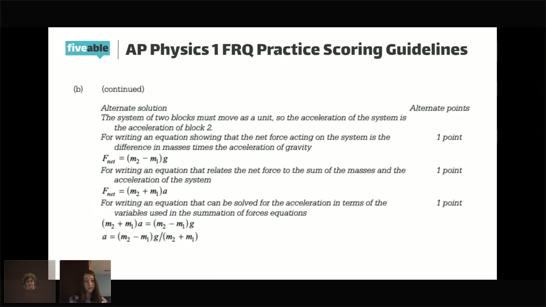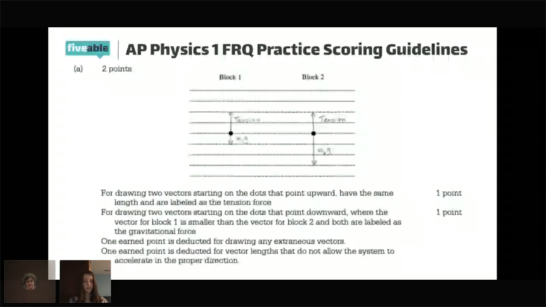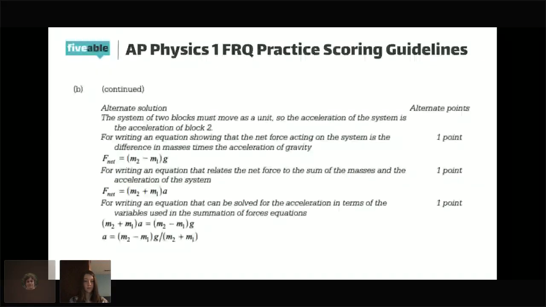So basically what they did was write a difference showing that the net force acting on the system is the difference in masses times the acceleration of gravity. If you look at the free body diagram, the tension is internal to the system, and they cancel out. So the net force is the difference between the gravities. And then it also says for writing an equation that relates the net force to the sum of the masses and the acceleration of the system. So we have F net equals the mass of the system times acceleration. Because both those F nets are equal to one another, you can set them equal and solve for A, which is mathematically easier for most people probably, but I recommend against it.